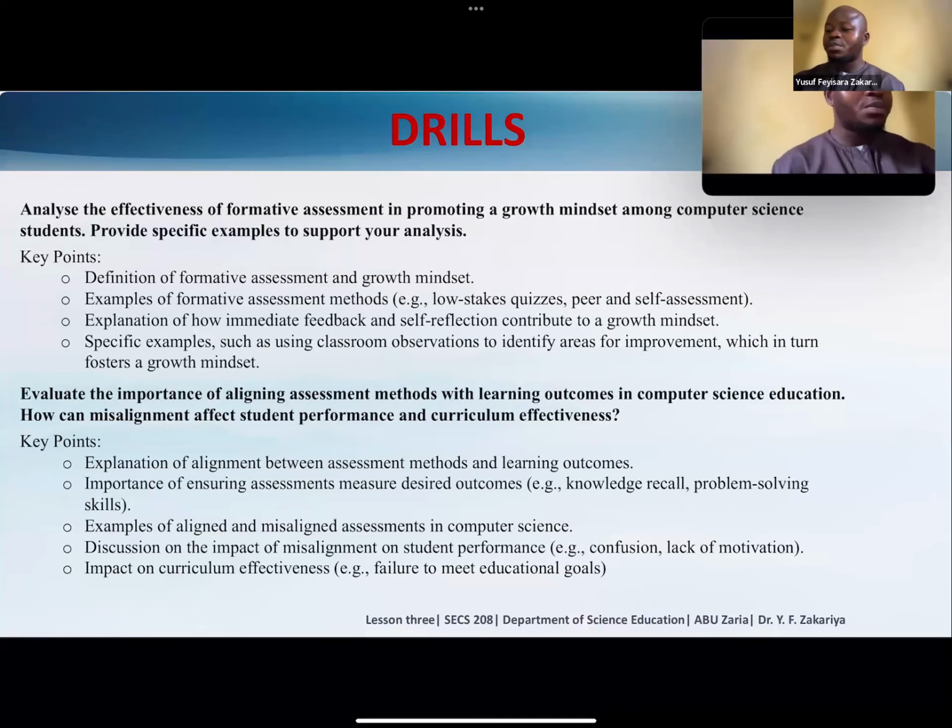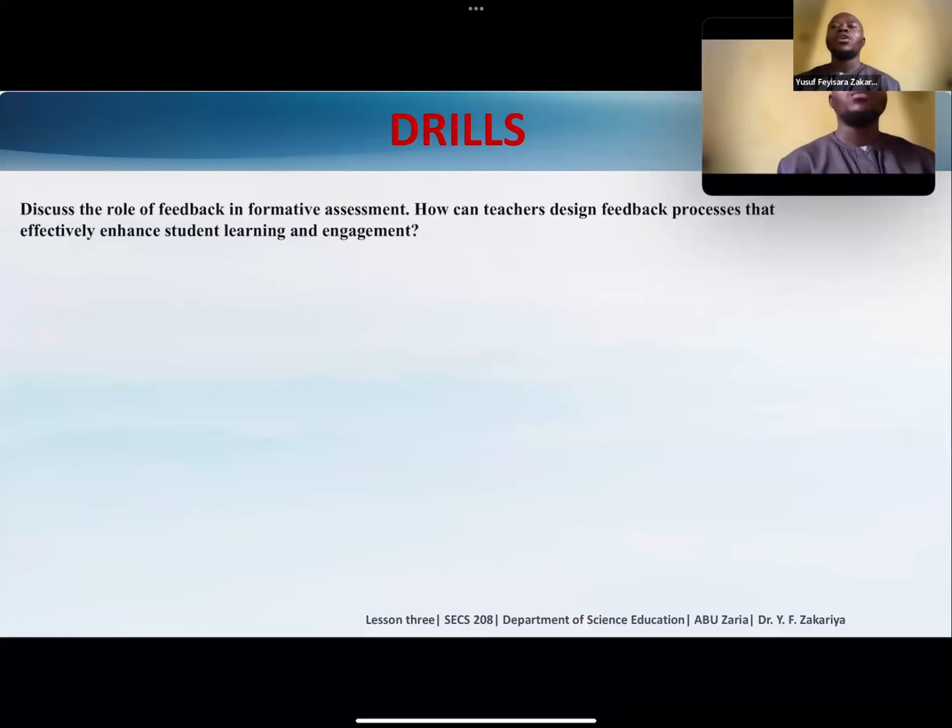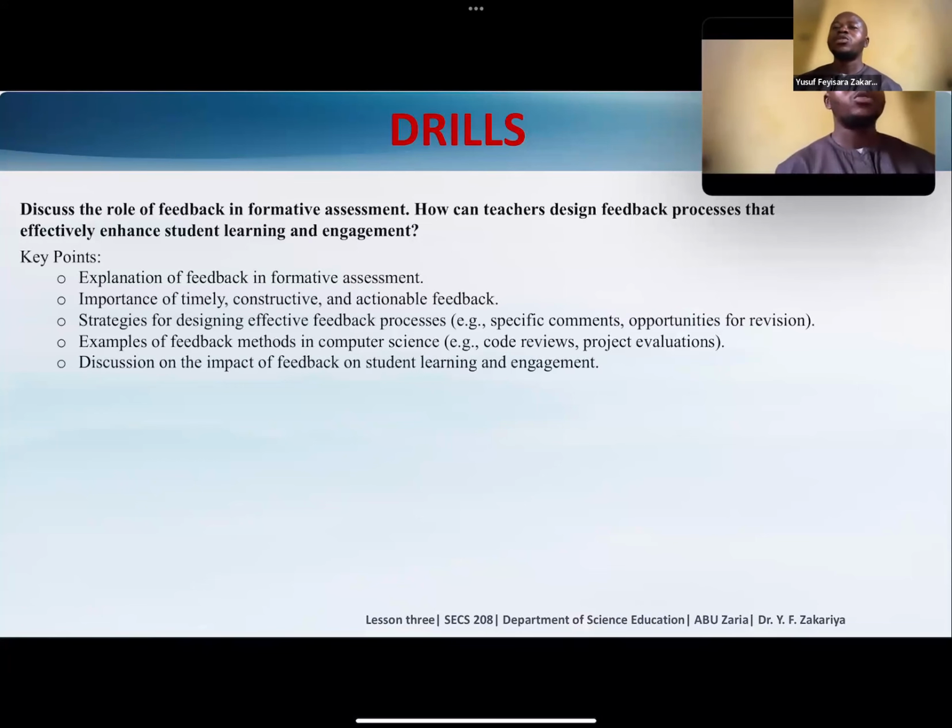Take note. More questions to come. We have 2 more. Look at this. Discuss the role of feedback in formative assessment. This one is direct. How can teachers design feedback processes that effectively enhance student learning and engagement? You need to identify what? The keywords. That's the very first thing. Discuss. The word discuss is telling you that you are going to say a lot of things. You are going to define, you are going to give examples, you are going to analyze. Take note.